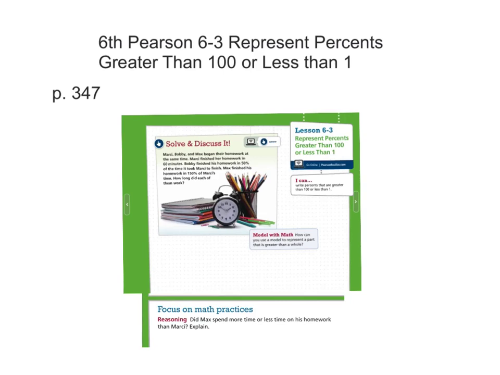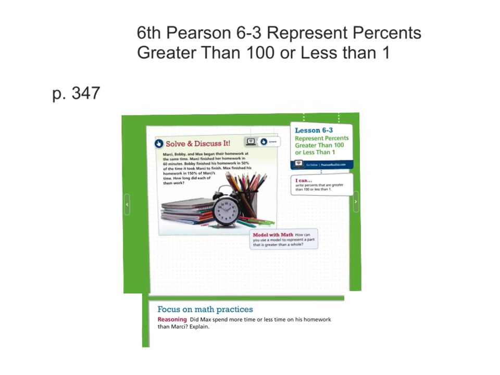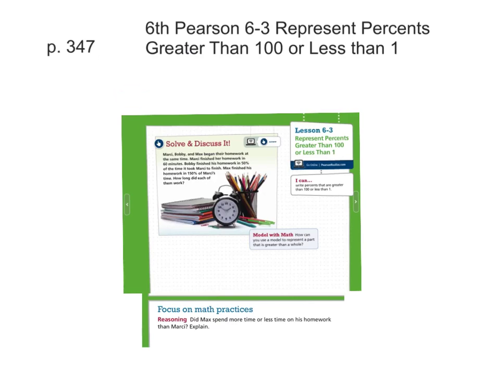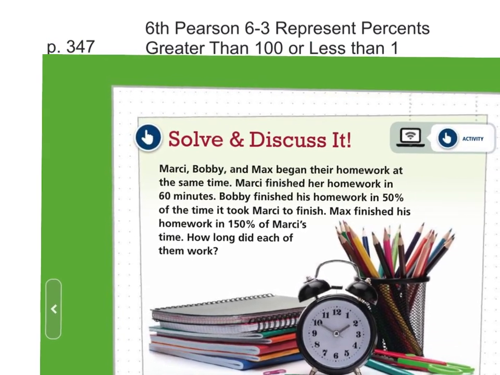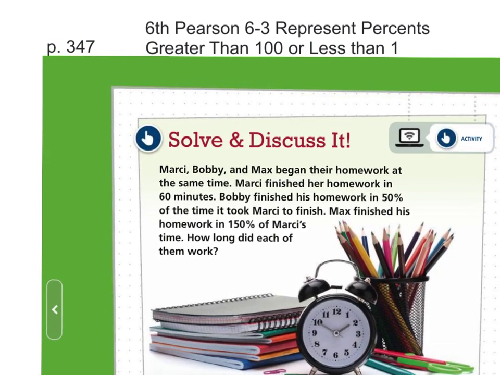Page 347, lesson 6.3 is representing percents greater than 100 or less than 1. So more than 100% or less than 1%. I kind of call this section big percents and small percents. If you look at this on 347, Marcy, Bobby, and Max began their homework at the same time.